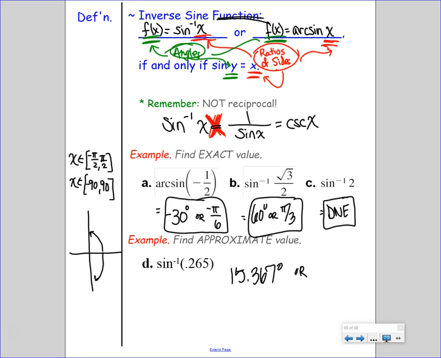I got pi over 11 something. Ooh, how'd you get that? Did you divide by pi? No, I divided by 180. Oh, okay. Nick is transforming the angle to a radian, which is really impressive because I've never had anyone do that before. Wow, good job. But probably the easier way, since it already has a decimal in it, would be just to go ahead and throw it in radian mode. So in radian mode, you get point.